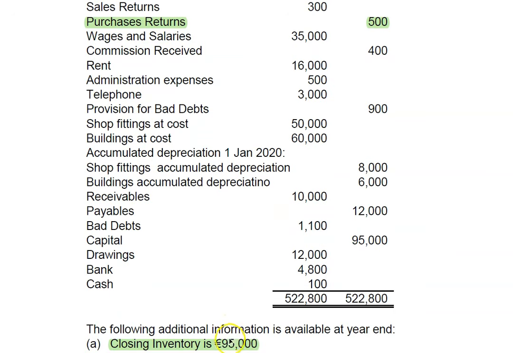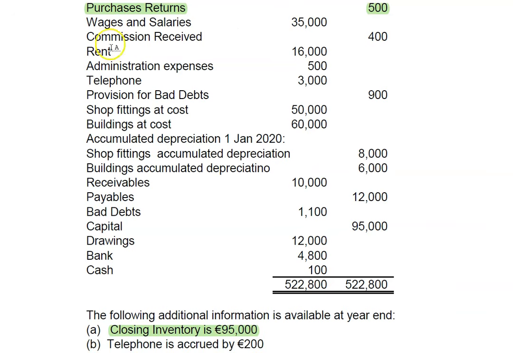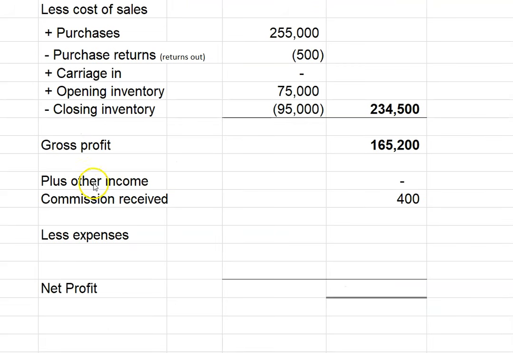And the closing inventory was 95,000 there. Commission received is 400, and then there are no other income accounts. So then you go less expense. So in our income statement or statement of profit and loss, depending on the name that you're asked to do, you list the expenses down. And so what we have to do is identify the expense accounts in the trial balance and list them down.